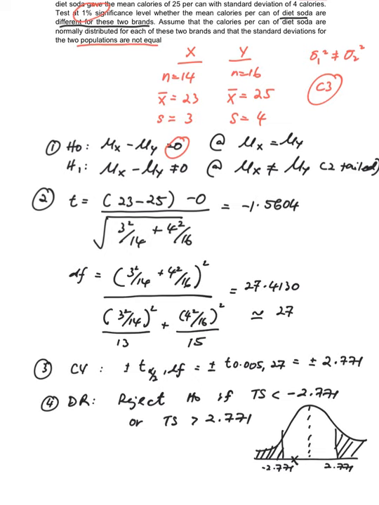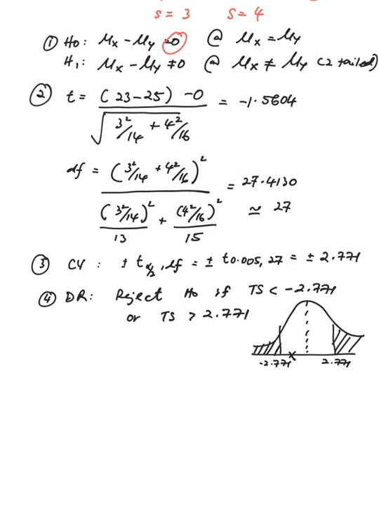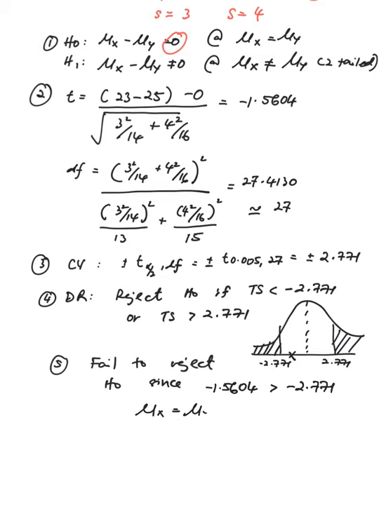So finally we will decide on fail to reject H0, since negative 1.5604 is greater than negative 2.771. So what is the conclusion? If we fail to reject, means that mu x equals to mu y.